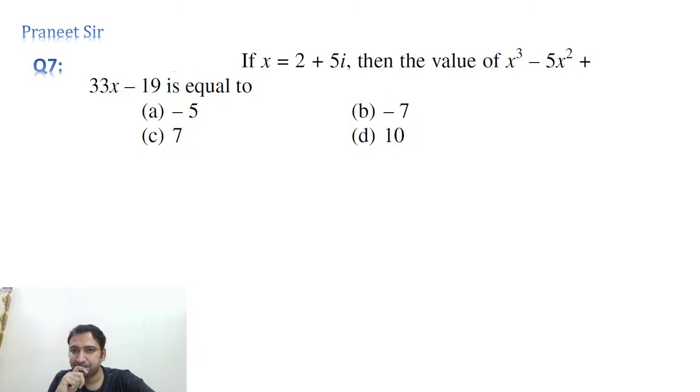Anyone got the answer? Abir is saying option B. Is it correct, guys? Is option B correct? Anyone else got the answer? Anyone else got the same answer?